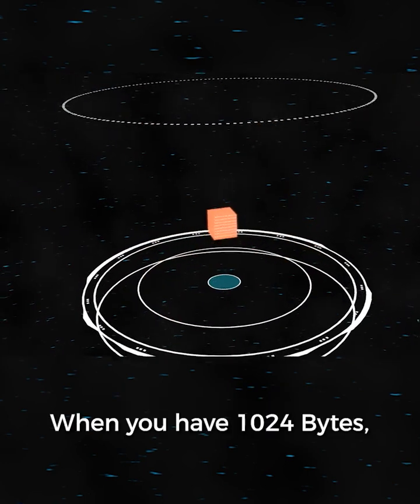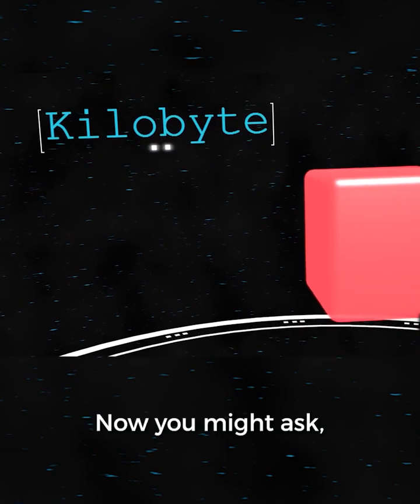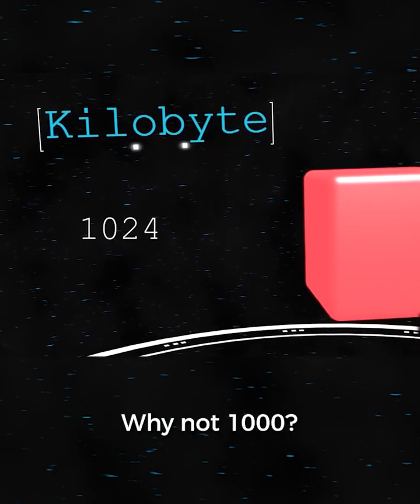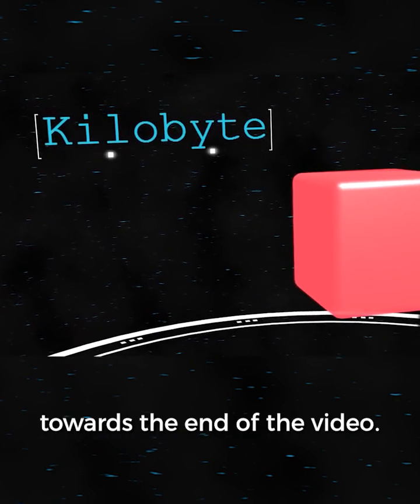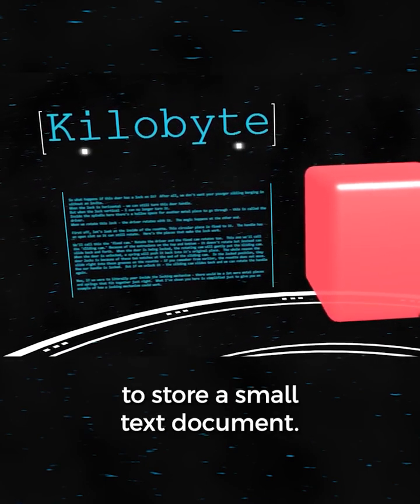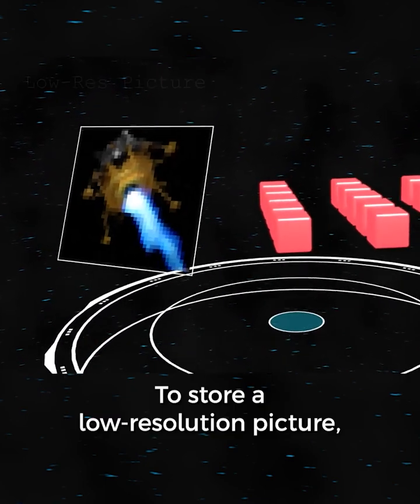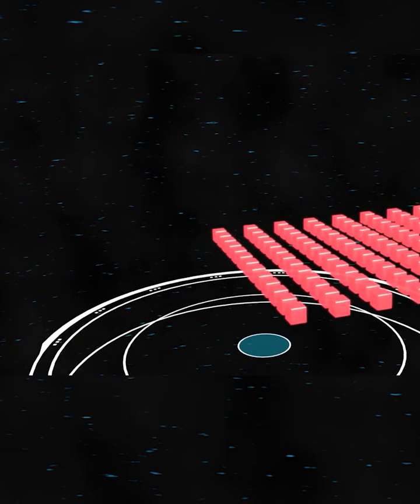When you have 1024 bytes, we call this a kilobyte. Now you might ask, why the 1024? Why not 1000? Hang tight, I'm going to talk about this towards the end of the video. A kilobyte is enough space to store a small text document. To store a low-resolution picture, you're going to need somewhere around 100 kilobytes.